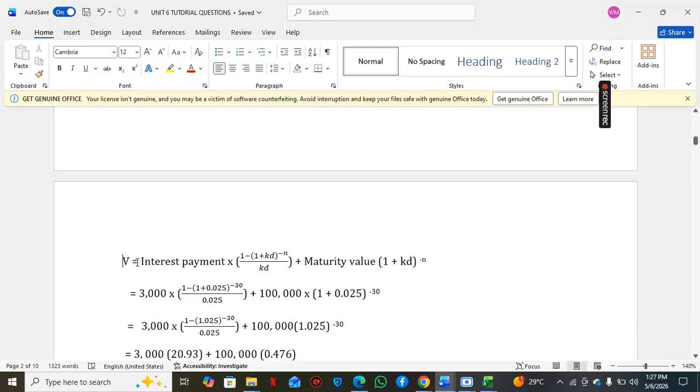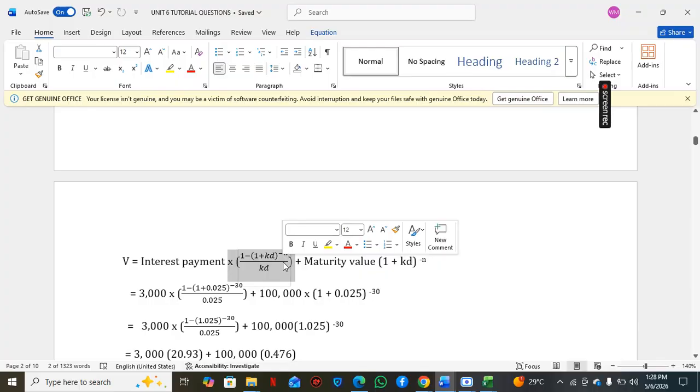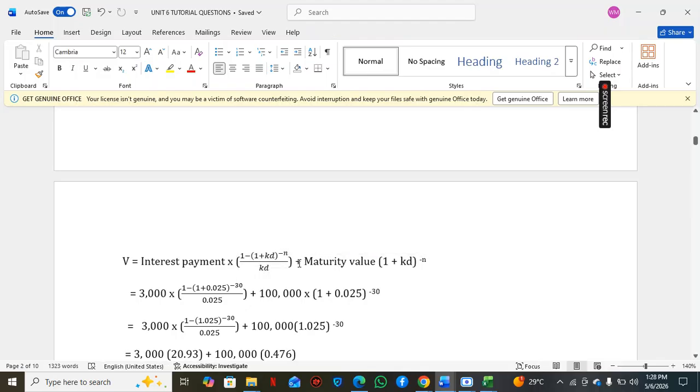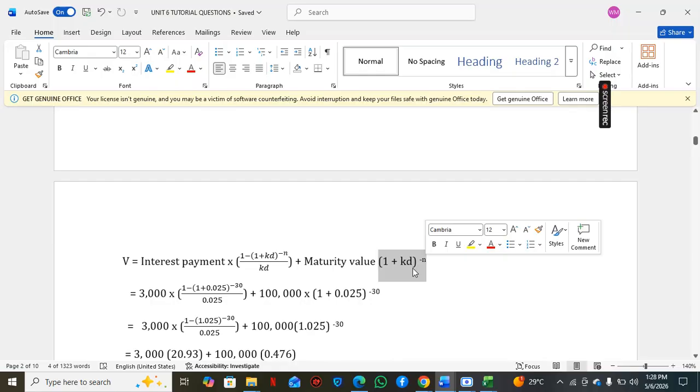The price of the bond is the interest payment multiplied by the annuity factor, because remember, the interest payments represent an annuity. So to get the present value, you have to multiply by the annuity factor plus the maturity value multiplied by this present value factor.